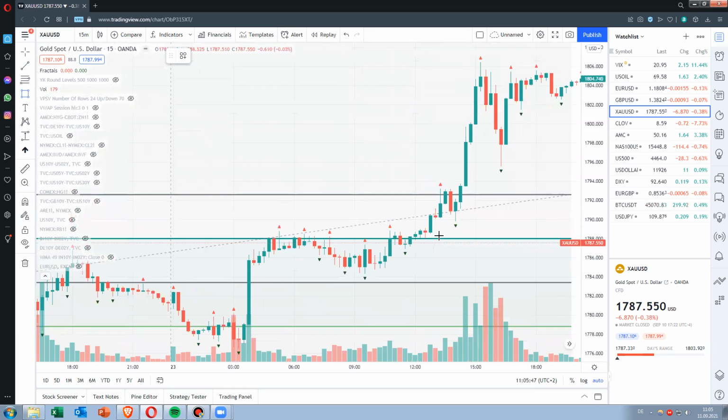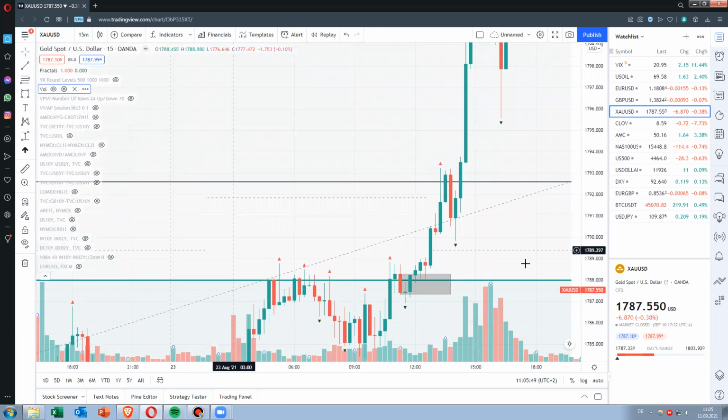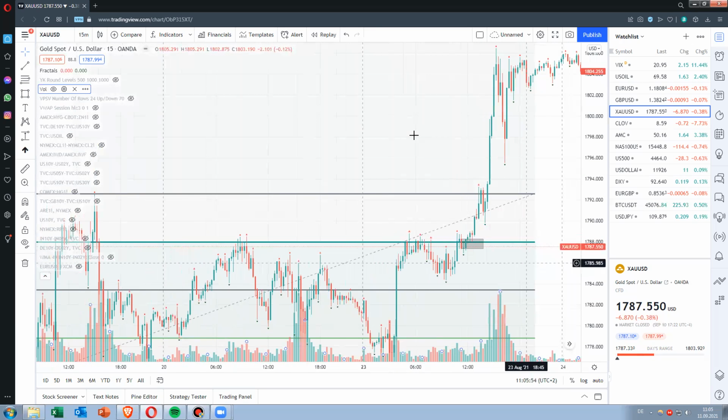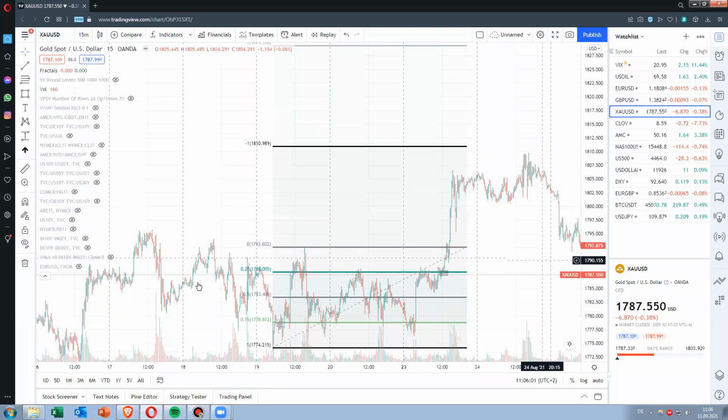You can get this one here. You can get in on the stop run. It really doesn't matter. And even then, you just go for the -1. It almost hits it, not perfectly, but it just depends how you draw your fib.